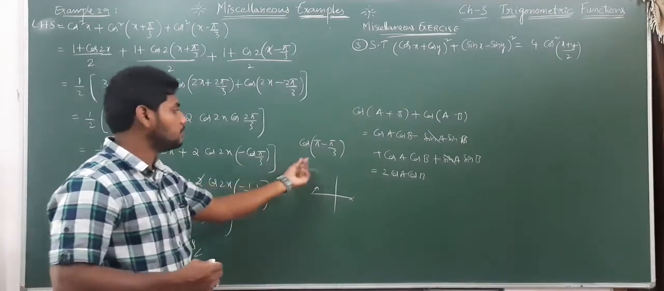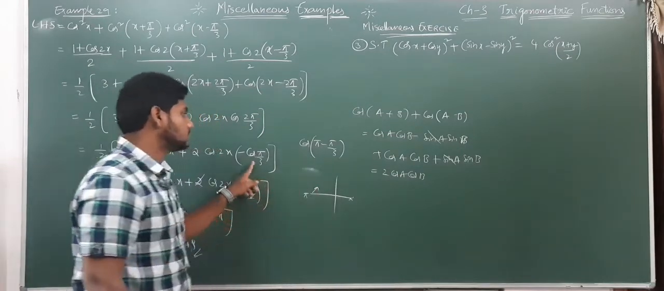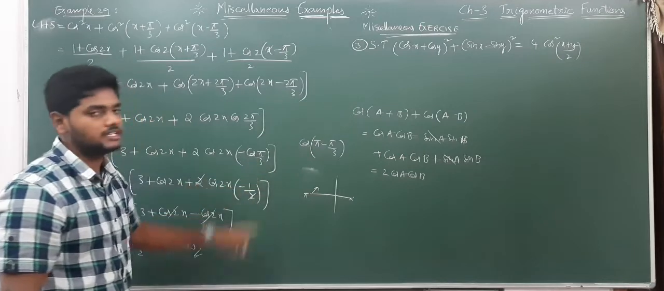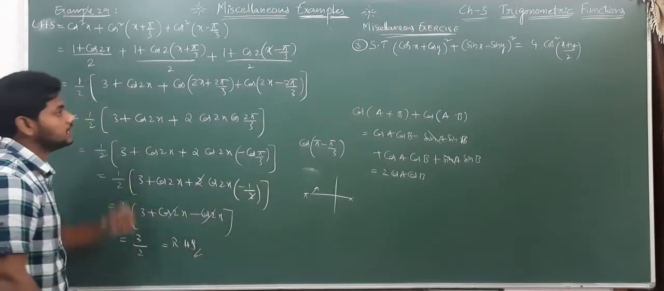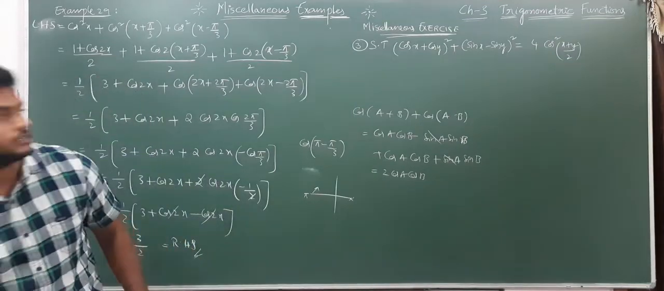Otherwise, simplify that. Pi minus pi by 3: second quadrant. This is an even angle, so the function won't change. Cos in the second quadrant is negative, so minus cos pi by 3. Substitute and you will get 3 by 2. So this is about example number 29. Pause the video to note it down.